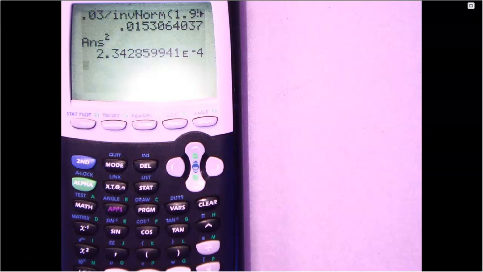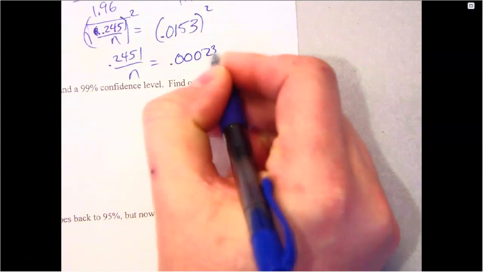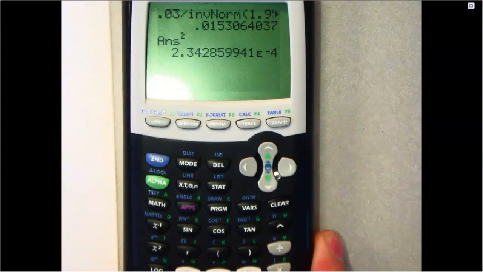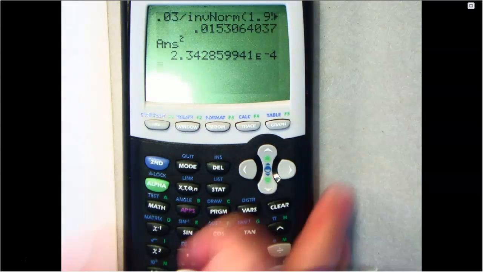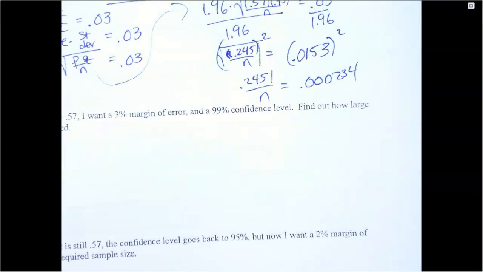Don't freak out, it's got that E in there. Remember what that means? You move the decimal place 4 places, switch direction to the left. And again, I don't care what you write down, because you're going to try to do the whole problem in your calculator. If you were to write this down, it would be 0.000234. But more importantly, I'm just going to leave it there.